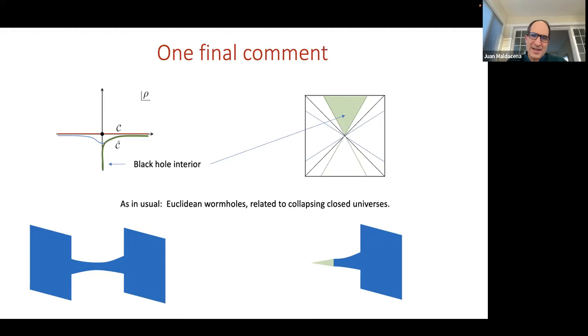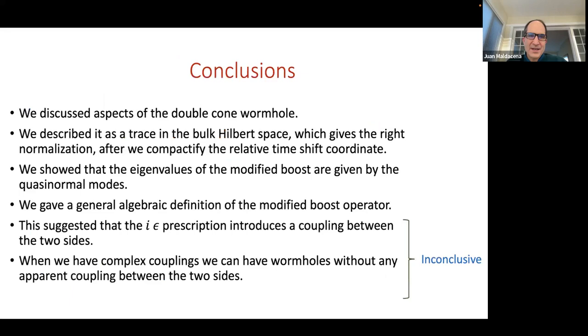So a deeper understanding of this wormhole hopefully might also help us understand the black hole interior. That's all I'm saying. But I don't have anything more to say about this. So in conclusion, we've discussed some aspects of the double cone wormhole.